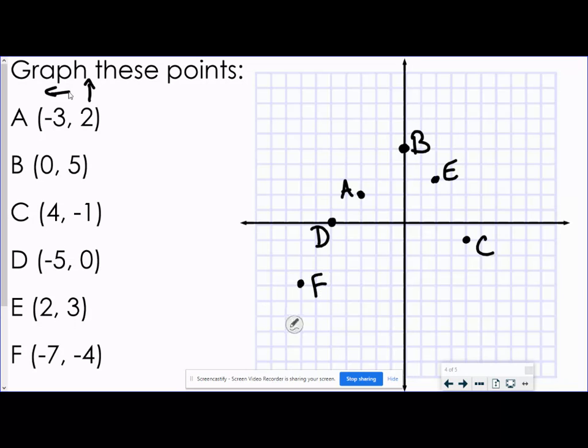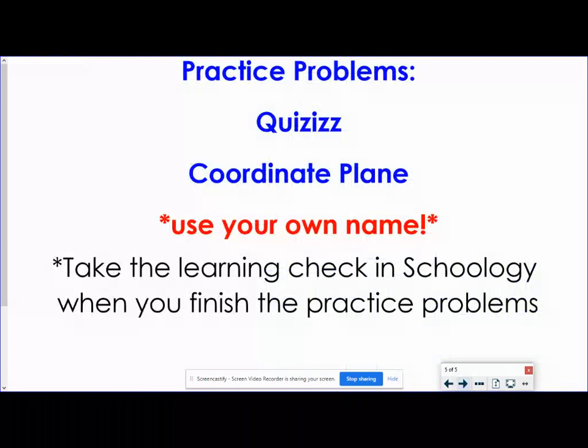Okay, I hope that all made sense. Today, instead of having just regular practice problems that you are going to be writing down on paper or whatever, in Schoology, there's going to be a link to quizzes. Some of you may have seen this in the past, but if you haven't, it looks very similar to a Kahoot. So you're going to be able to go in, you have to type in a name, and then you take this quiz, kind of.